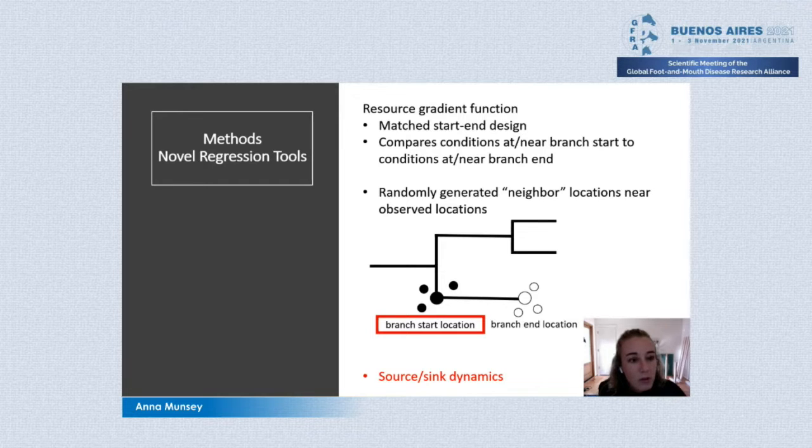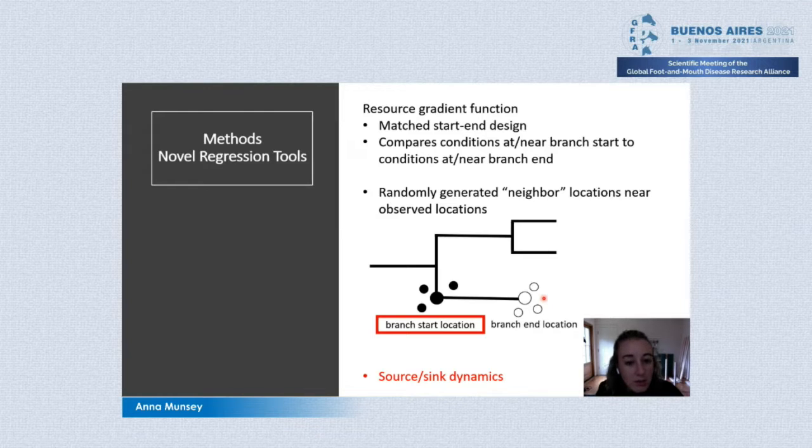The next tool that we developed is called a resource gradient function model. If you recall, the step selection function model utilized a matched used available design. The resource gradient function model utilizes a matched start end design. So this is comparing conditions at or near the branch start locations, shown by the black dots, to conditions at or near the branch end locations, shown by the white dots.